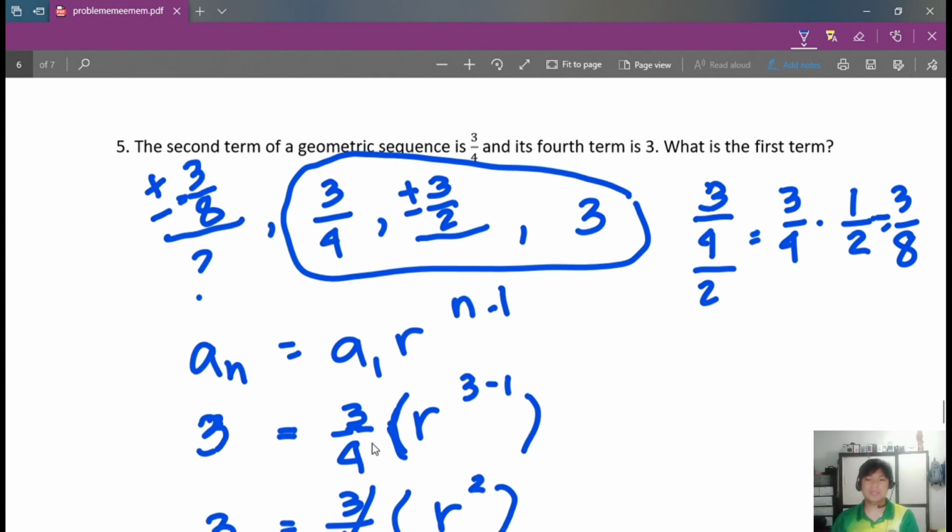So, ito yung ating geometric sequence. 3/8, 3/4, 3 halves, 3, negative 3 over 8, negative 3/4, negative 3 halves, and negative 3. So, dalawa yung common ratio natin, dalawa din yung ating geometric sequence.